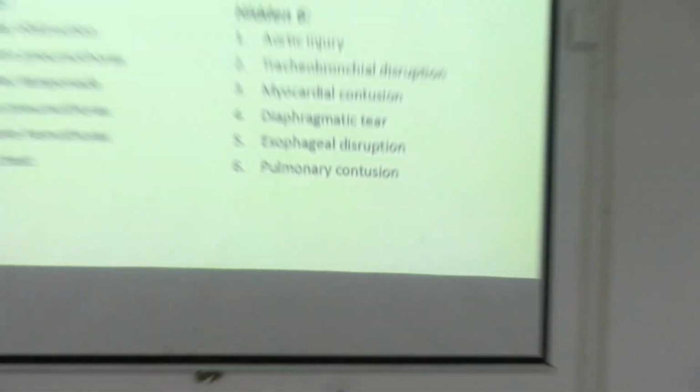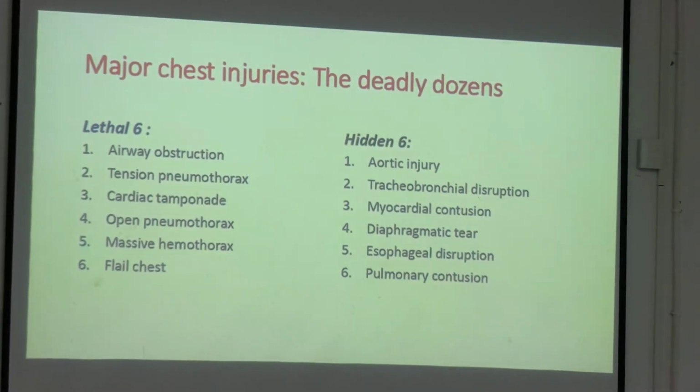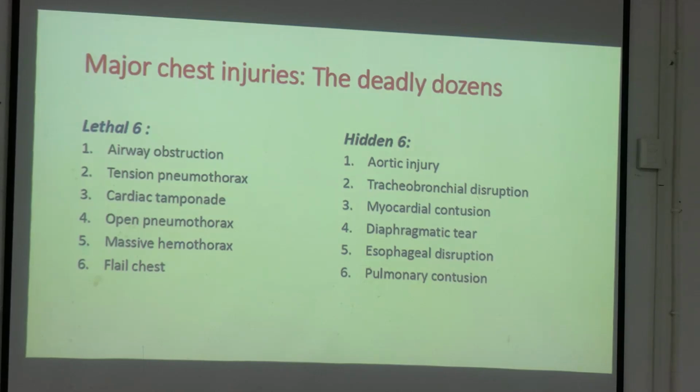So what is the difference between these two? Just heading, lethal 6, hidden 6. They're all deadly. Deadly means they can make you dead. A patient can die of these injuries. So why again the division? Lethal 6, hidden 6. Why division?